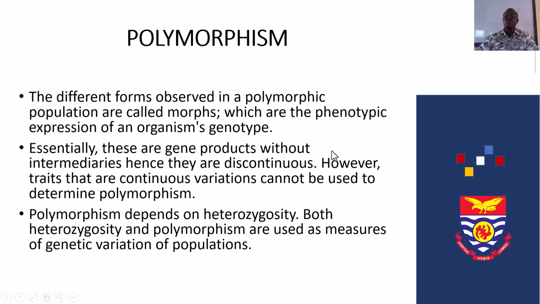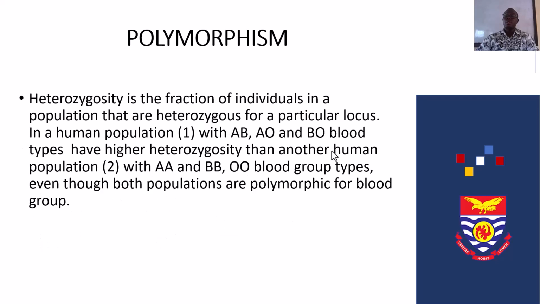The different forms observed in a polymorphic population are called morphs, which are the phenotypic expression of an organism's genotype. Essentially, these are gene products without intermediaries, hence they are discontinuous. However, traits that are continuous variations cannot be used to determine polymorphism. Polymorphism depends on heterozygosity. Both heterozygosity and polymorphism are used as measures of genetic variation of populations.